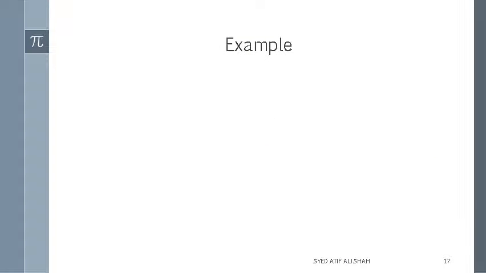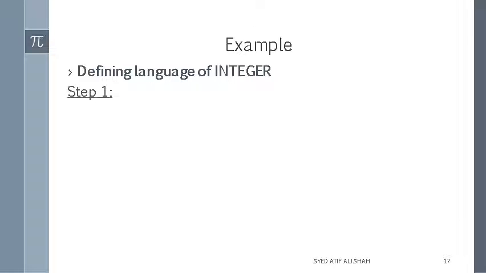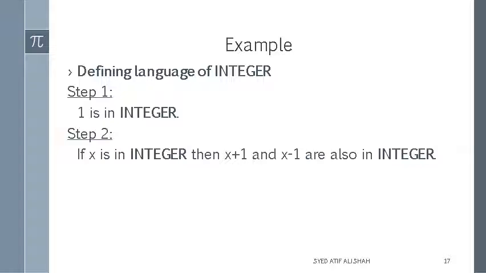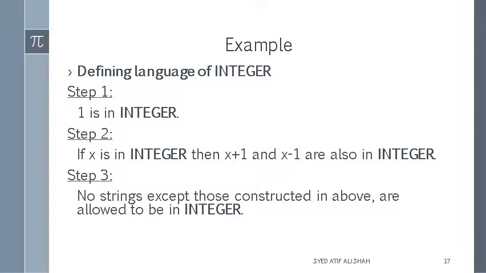Now we have another example, that is integers. Step number 1: 1 is an integer. Step number 2: x plus 1 and x minus 1 are both integers. This way we will have 1, 2, 3, 4, and so on. Similarly 0, minus 1, minus 2, minus 3, and so on. And we will have the set of integers.